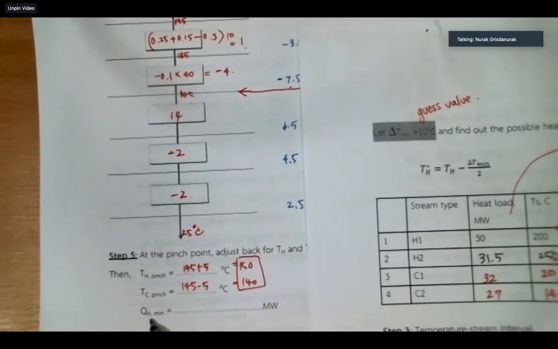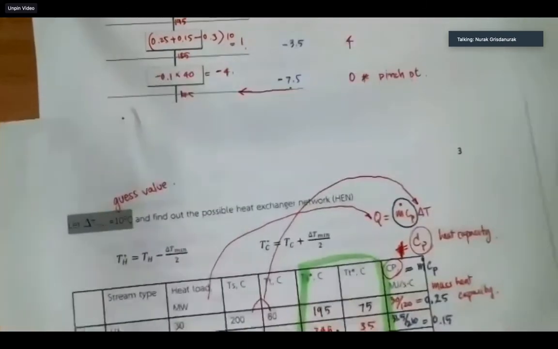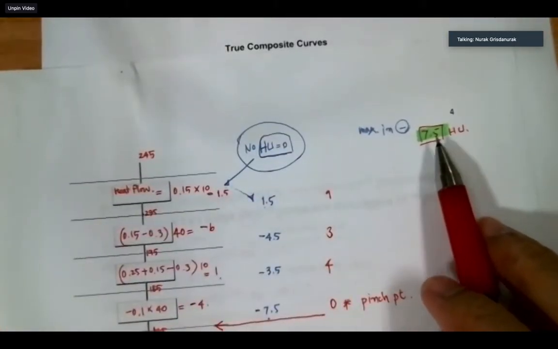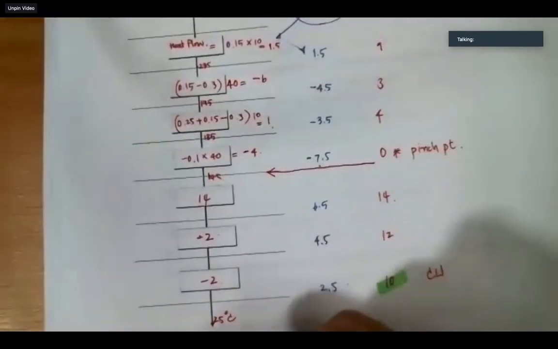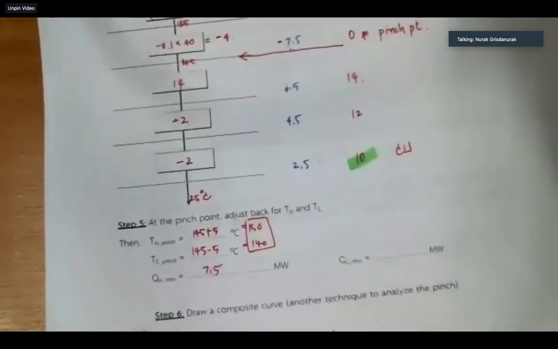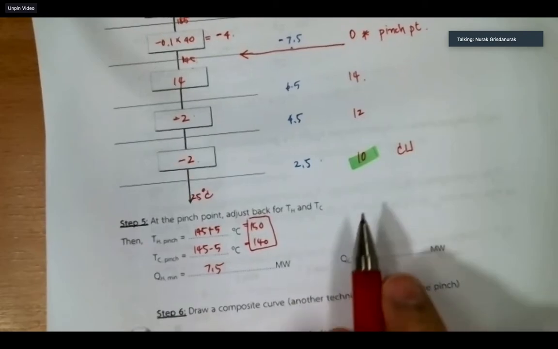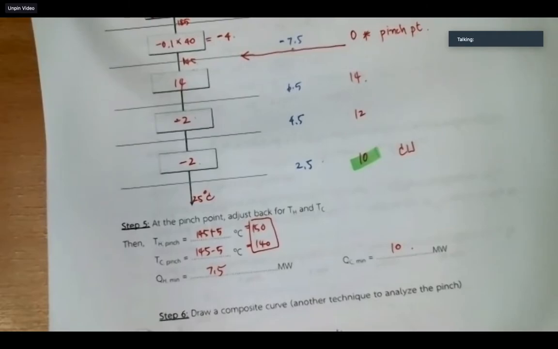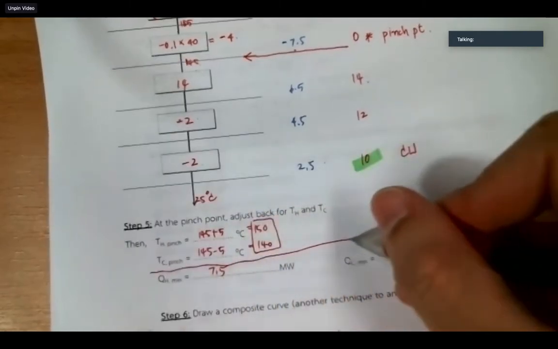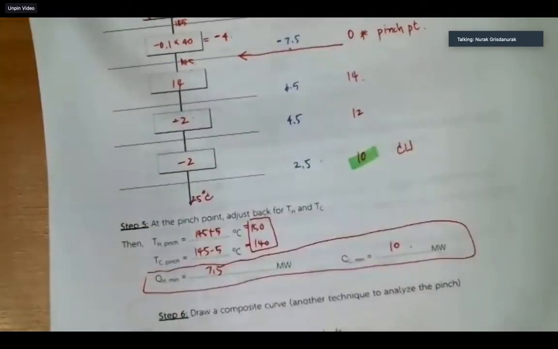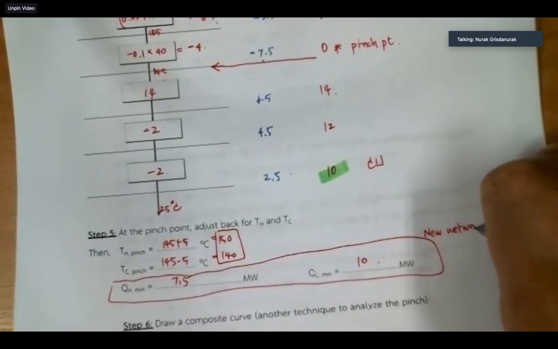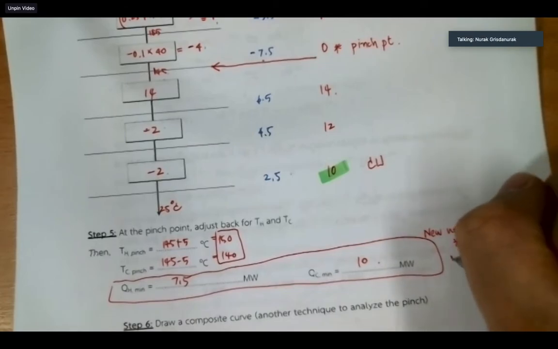The minimum hot utility is... which line passes through? What is the value for the cold utility? That one is 10. Do you understand? This is for the new network, after retrofit.